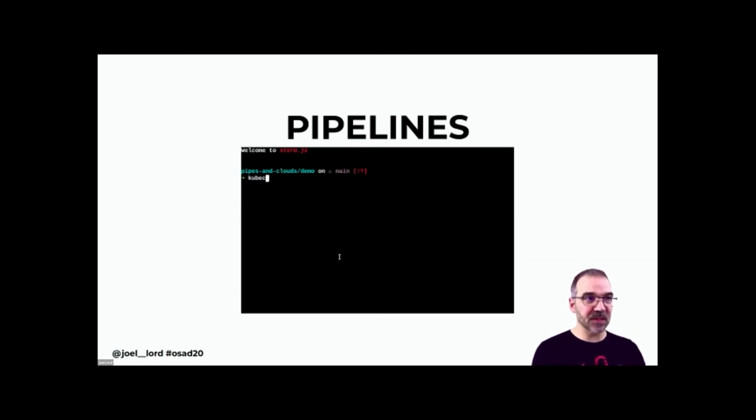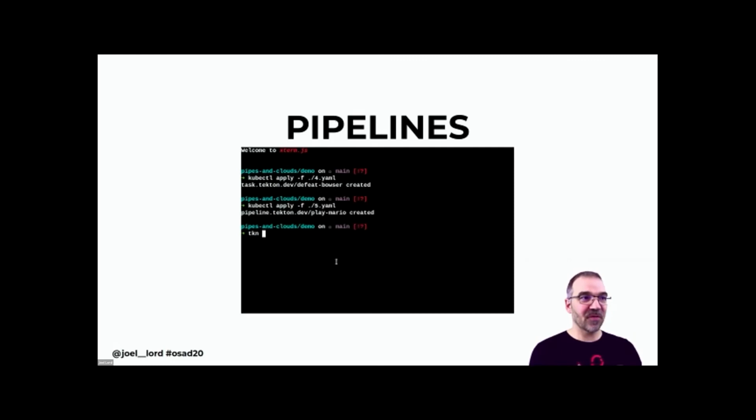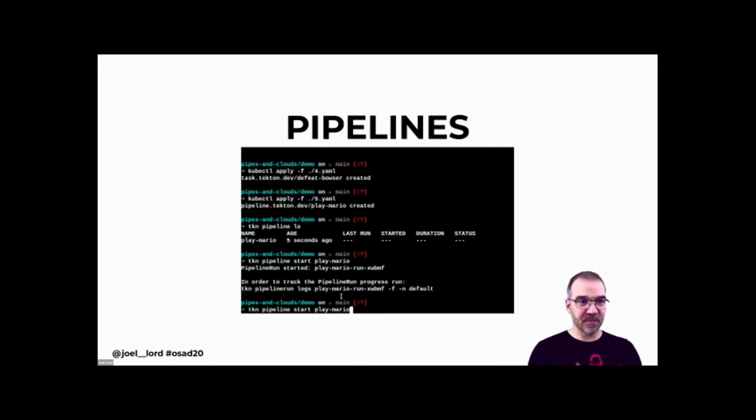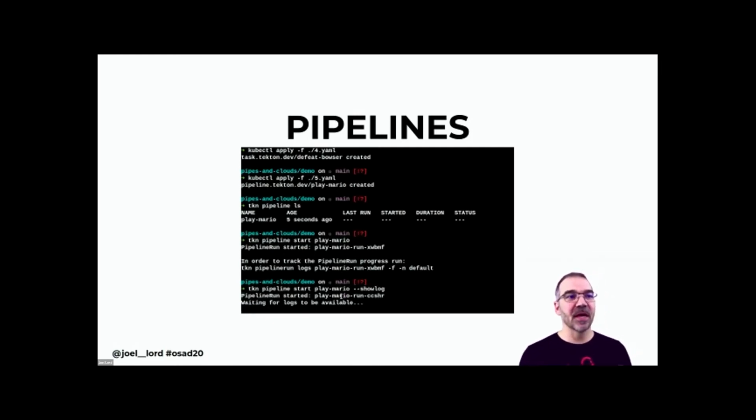So what does this look like? kubectl apply. Ooh, I don't have enough time to make typos. So we'll apply that one. So this one created the task, and let's create our pipeline. And there it is. So if I do tkn pipeline ls, I can see the pipelines that I have. So I have a play Mario pipeline here. And why don't I go ahead and do tkn pipeline start play Mario. There you go. Oh, of course, I forgot to show the logs. Show log. Okay, so now it started.